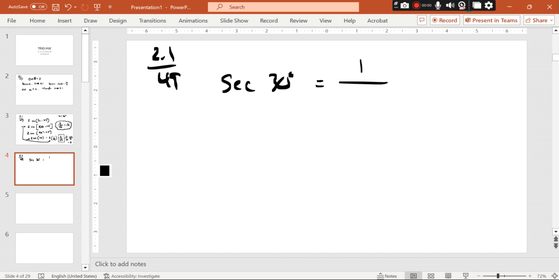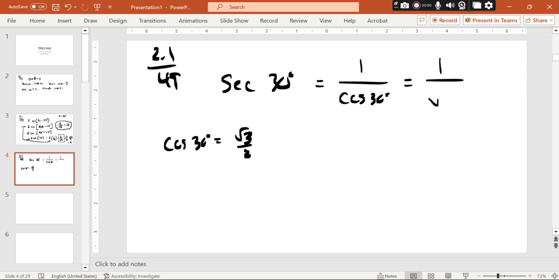Yeah, we can do one over cosine. Right, there's our relationship between secant and cosine. And cosine of 30 degrees is root 3 over 2. Root 3 over 2, perfect. So then if I plug it in here, I'm going to have this. And whenever you have a 1 on top, it just means reciprocals, right? Just flip it over and you're done.